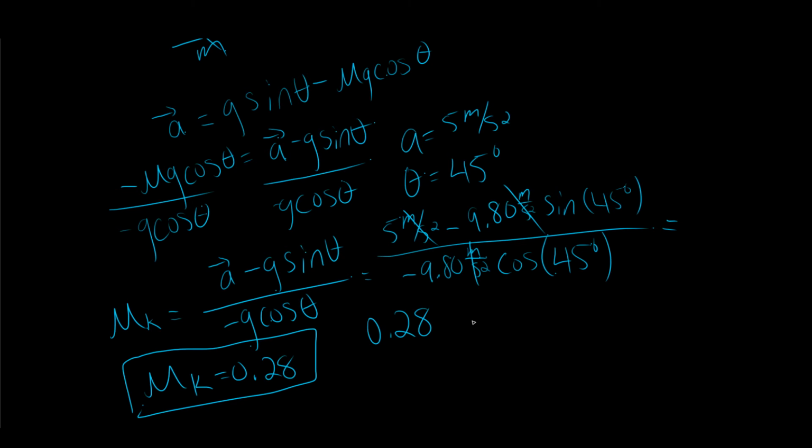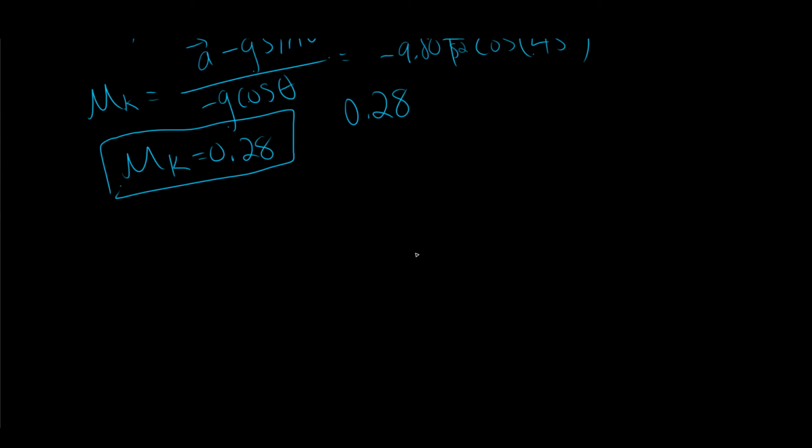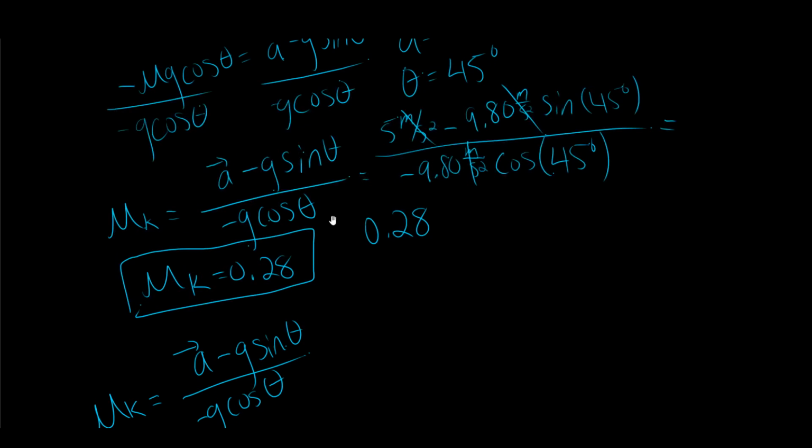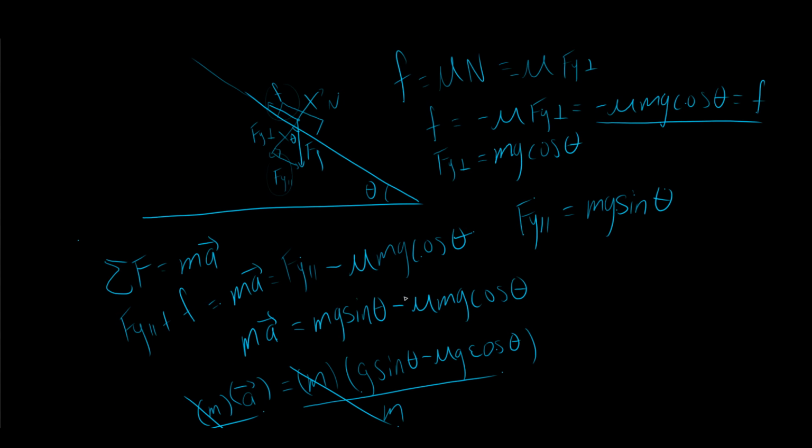But the important equation here that you really need to know is that mu sub k is equal to the acceleration minus g sine of theta all over negative g cosine theta. For this, plug in a positive value for g. Don't put negative 9.8, just put in the positive value. And theta is this guy right here, right? The acceleration you can get from a motion detector, or they give it to you. This block's going to accelerate downwards down the ramp, and that's the acceleration you use. I should draw that in my free body diagram.